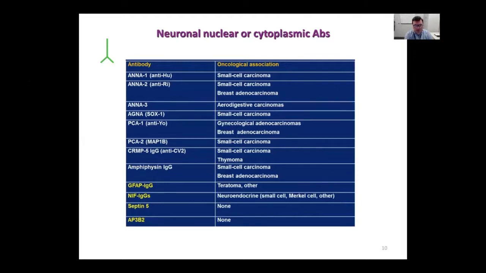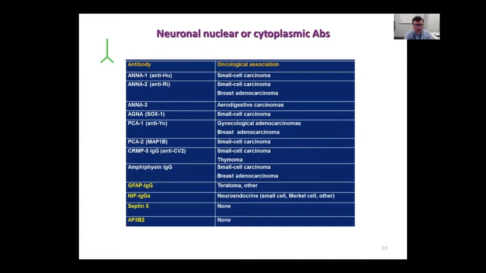There are some other additional ones there that you can see, like the PCA-1 or anti-Yo, that we've only ever reported in one child, but this is a relatively common one that we see in adults, in women with cerebellar ataxia who have either gynecologic or breast cancer. And then other exceptions to the rules there are thymoma, breast adenocarcinoma, and for the ANNA-3, the aerodigestive carcinomas.